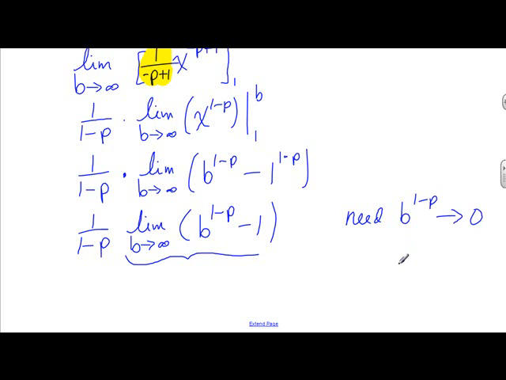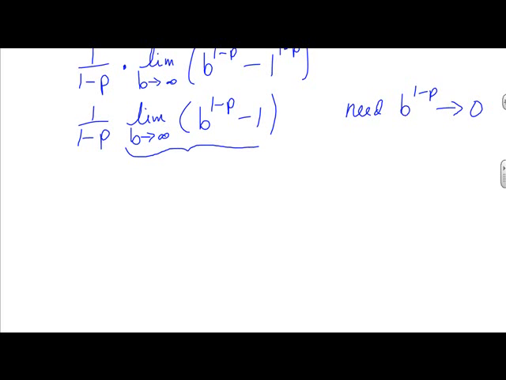So I need the power, 1 minus p, to be a negative number so that the power of b is in the denominator of a fraction, and then when we take the limit as b approaches infinity, that fraction's value goes to 0. So 1 minus p has to be less than 0, negative p has to be less than negative 1, which means positive p needs to be greater than 1.